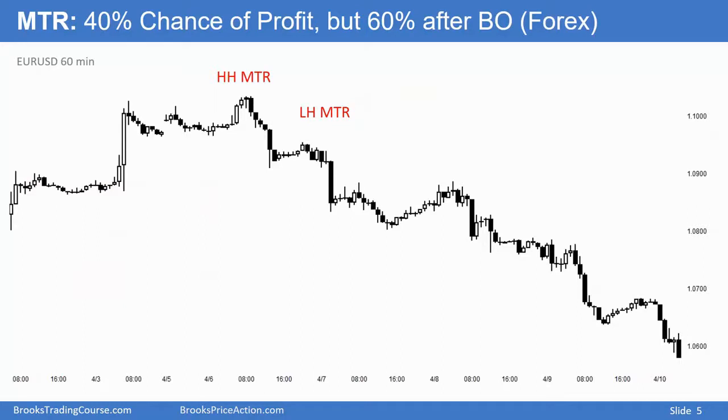The euro versus the dollar, we have a bull trend. Sideways for 20 bars, that's enough selling pressure so that the next rally up might be the final rally. It might be a higher high, and it might lead to a major reversal.